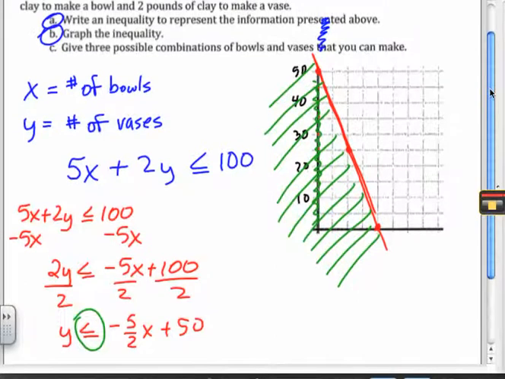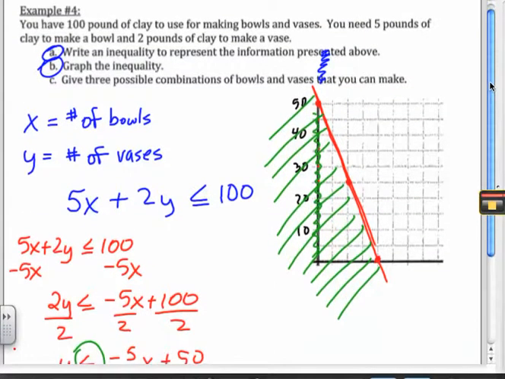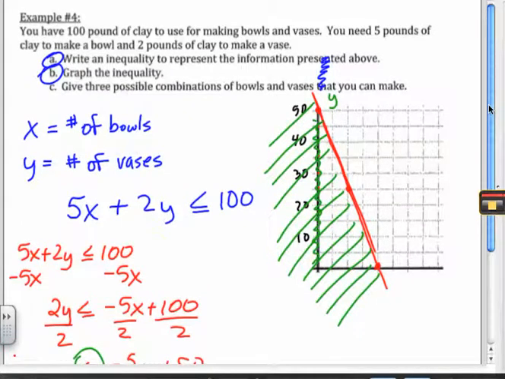Good. Now, it says give 3 possible combinations of bowls and vases. Well, remember, guys, this is y, and y stands for vases. And x stands for bowls. And I can only make whole bowls and whole vases. So look, I'm going to choose this point. What would that be? Let's see. This is going to be 10, 10. Is that right? 10 and 10? Yep, 10 and 10 would be fine.